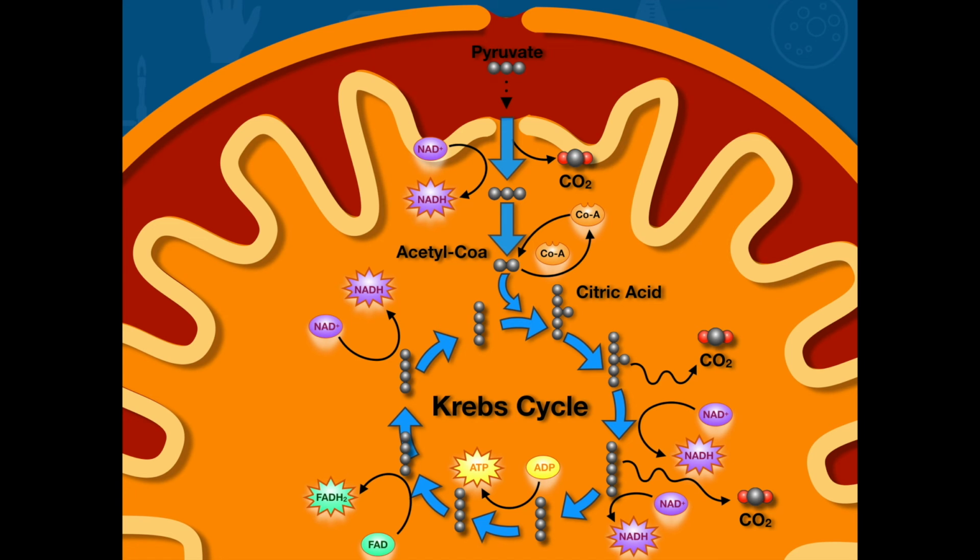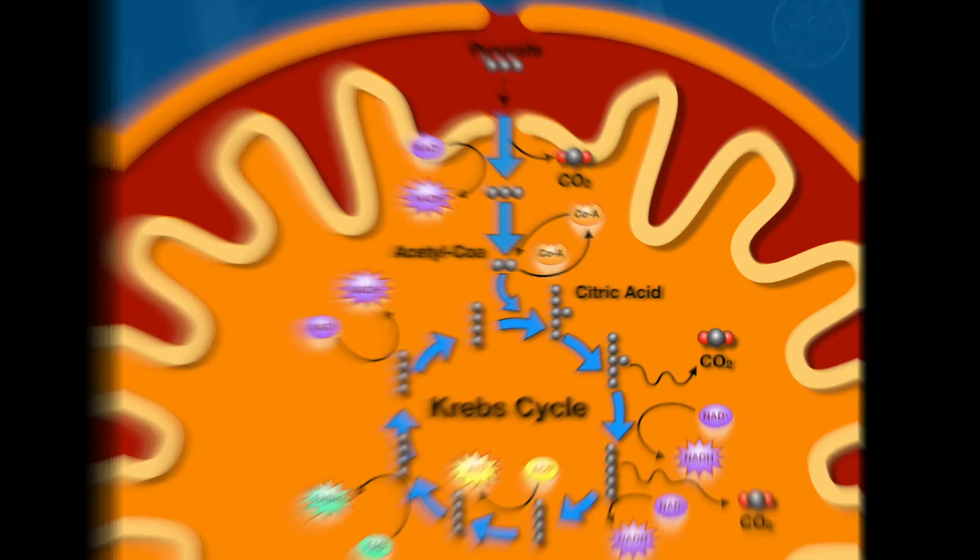Now, if we look at the Krebs cycle here, we've produced a couple of things. We've produced 1, 2, 3 NADH. Technically, the NADH at the top doesn't count as part of the Krebs cycle. We've produced 1, 2 CO2. We've produced 1 ATP, and we've produced 1 FADH2.